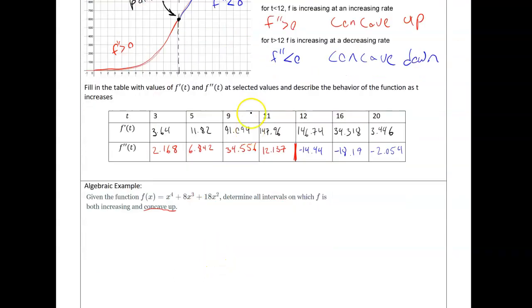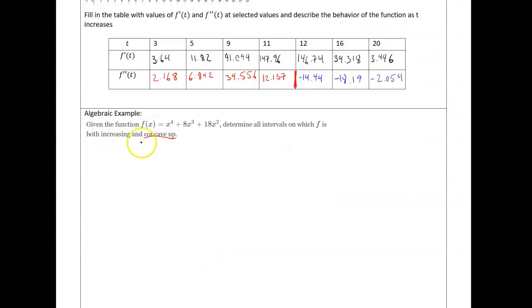Here, we're going to tackle our problems. This is going to be probably more challenging than the Delta Math examples I'll give you first, but this will be a good example to help you tackle these. So notice we're asked for two things. We have increasing and concave up. I would annotate the question. Increasing means f prime is positive. Concave up means f double prime is positive.